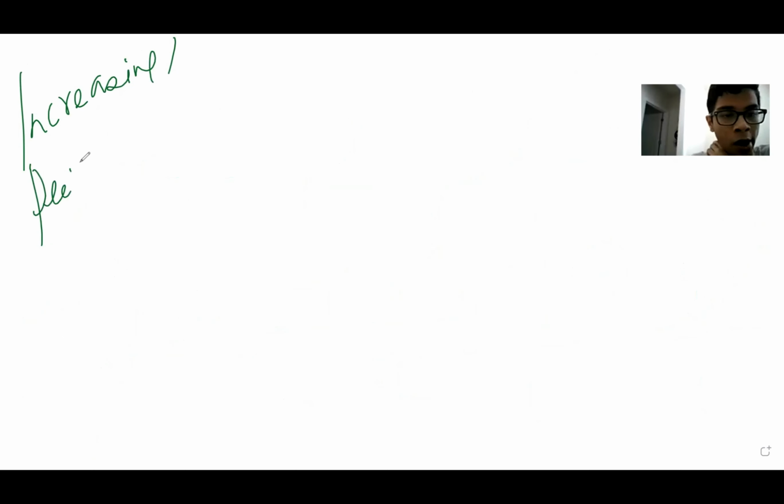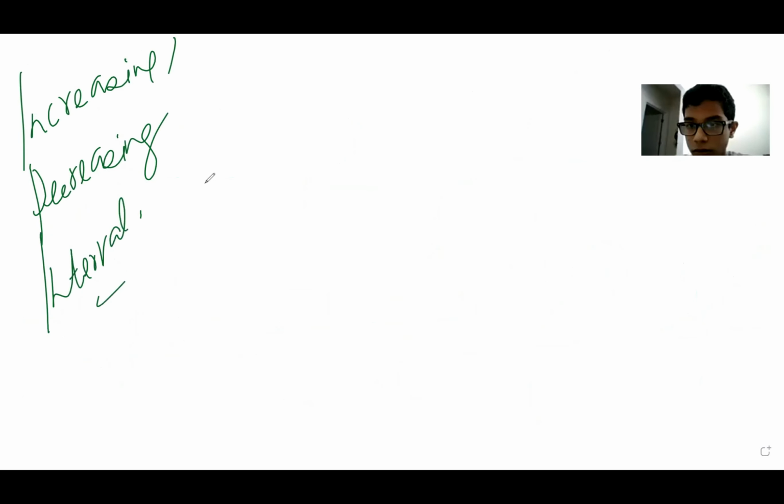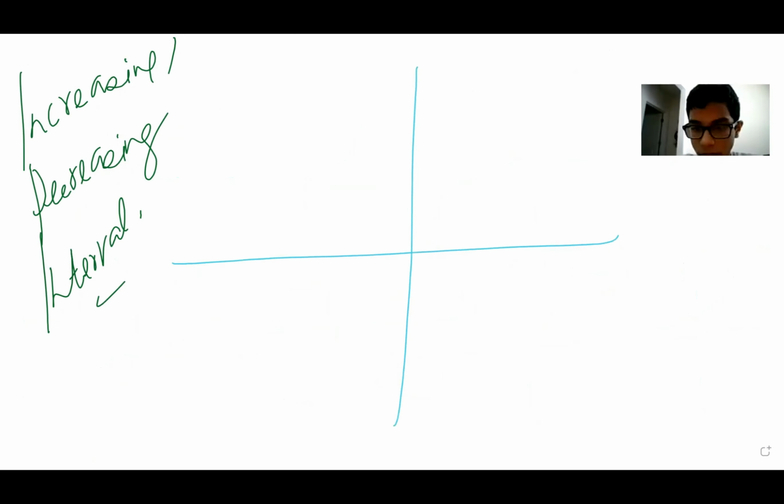Okay, let me clear this and get to increasing, decreasing interval. So I will take a function. Let me just draw one, which is showing the path of a particle, let us say, and let's say it goes like this. Now, does this particular function have any decreasing interval? No decreasing interval. It's always increasing. So this function is always increasing, not decreasing, right?